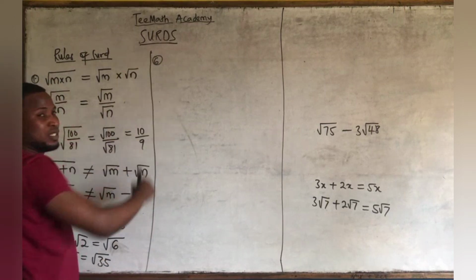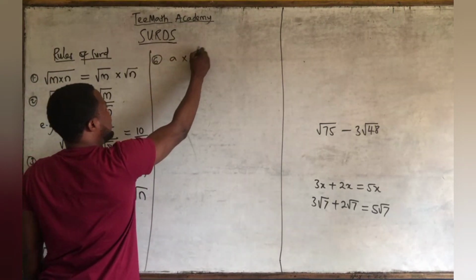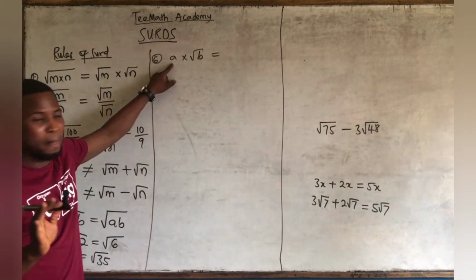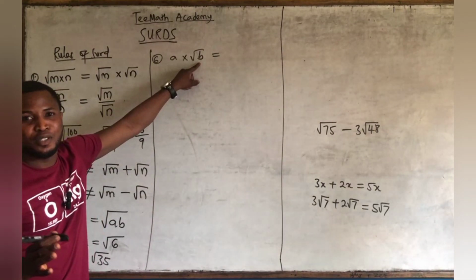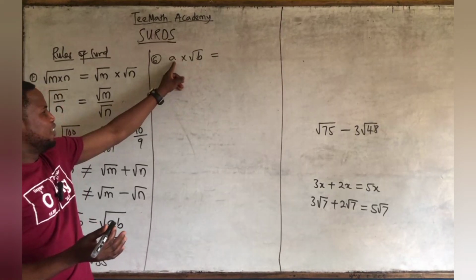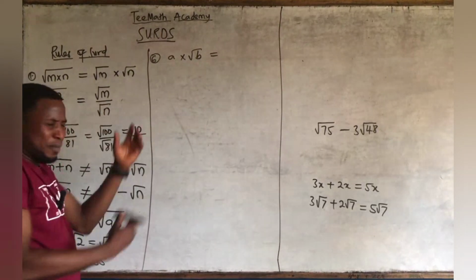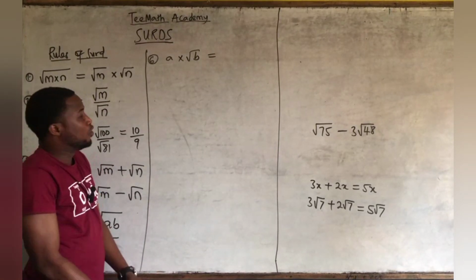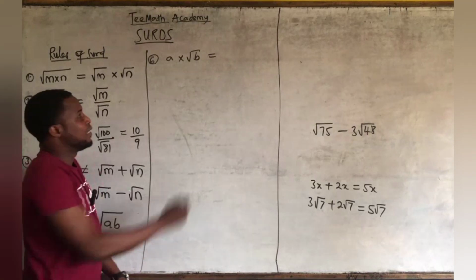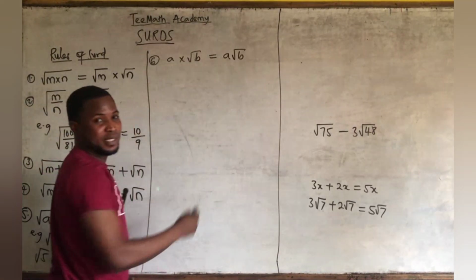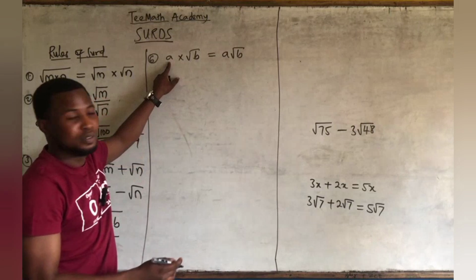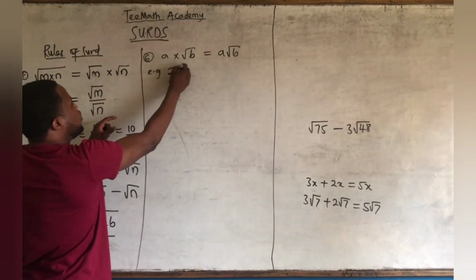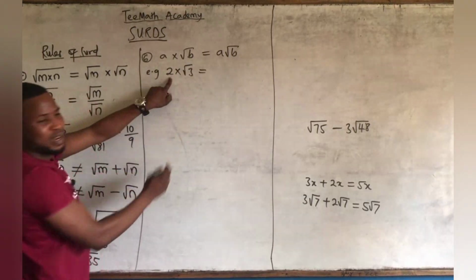Then I have number 6. I can have a times root b. What do you observe here? You will see that this a does not have a root, but b does. So what do we do? Look at it. A does not have a root. When you are multiplying, A will just stay on its own, then B also on its own. No connection. All right. So that will give me a root b. You can see from here, this one does not have a root, this one has. So that gives me a root b. An example, I can have 2 times root 3. 2 does not have a root.